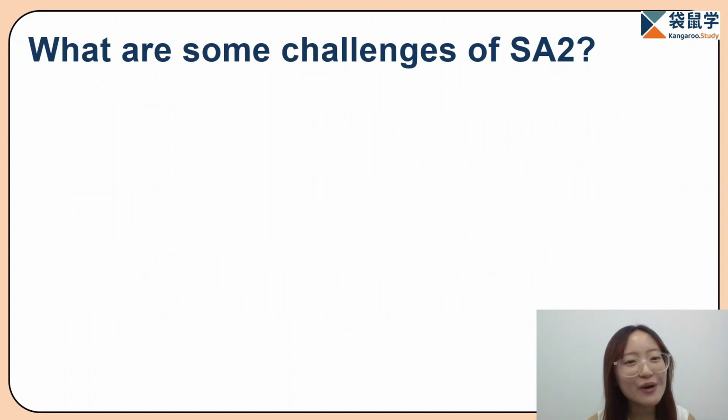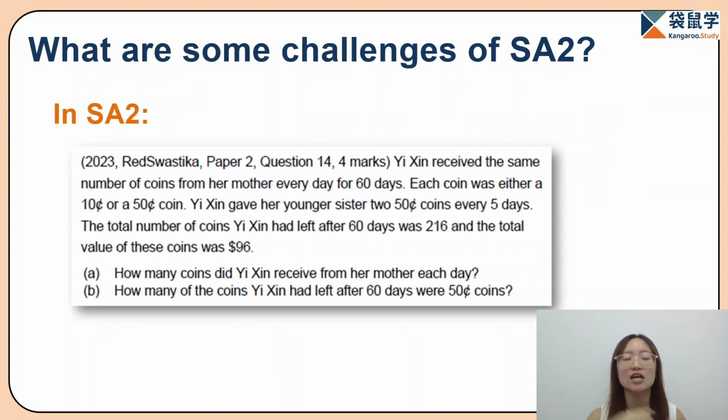Now, another question in SA2. This is a complicated word problem question. Some P5 students may be seeing this for the first time. This is actually a transformed chicken and rabbit problem. So the characteristic of this question is that it has two total quantities, which over here are the total number of coins and the total value of the coins. And it also has two individual quantities, which are the value of 10-cent and 50-cent coins.